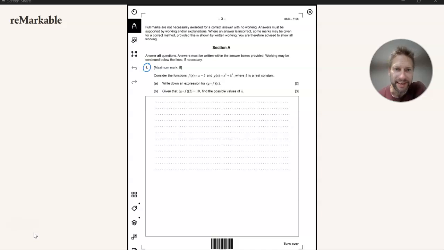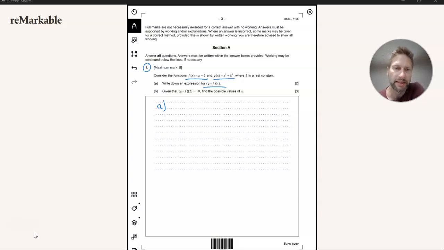Question 1. It's a 5-mark question, so we have around 5 minutes. We're given 2 functions, f and g. And in the expression for g of x, we have this constant k that we don't know the value of yet. In any case, question A asks us to write down an expression for, and this is really just reading comprehension, so you need to be super familiar reading this, that it's what we call g after f of x.